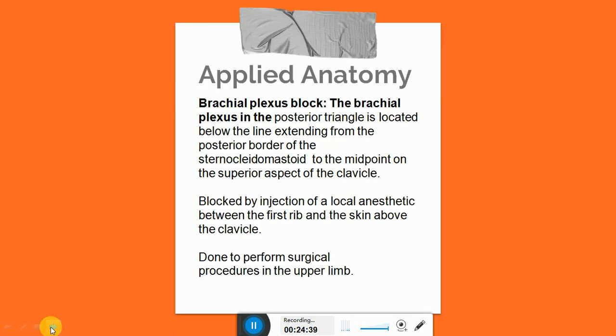Okay. Now we have already seen the brachial plexus in the supraclavicular triangle. All three trunks of the brachial plexus are present there. Okay. So for performing a few surgeries of the upper limb, they can be blocked by giving local anesthesia. This is called brachial plexus block.